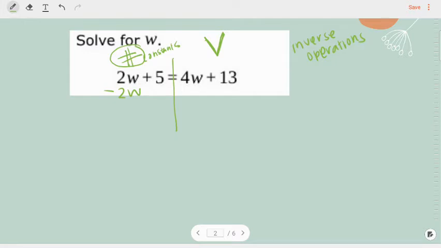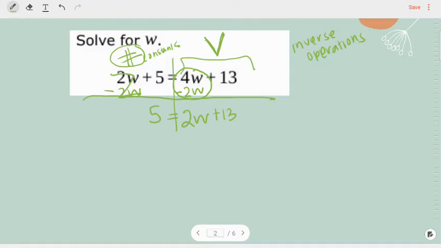Now I've got multiple things on this side over here. Where do you think I'm going to write it? Well, I want to match like terms. Because I'm subtracting w's, I want to place it underneath the w's. And I'm going to make a totaling bar. So here's what we have left over. 2w minus 2w zeroes out. I'm left with 5 equals 4w minus 2w, which is, what's 4 minus 2? Well, it's 2 w's. And I'm going to bring down the plus 13.